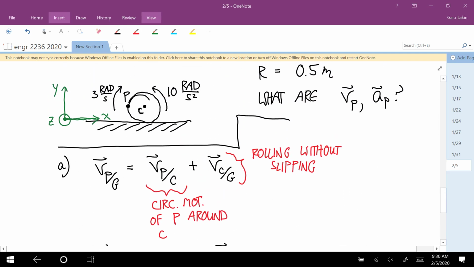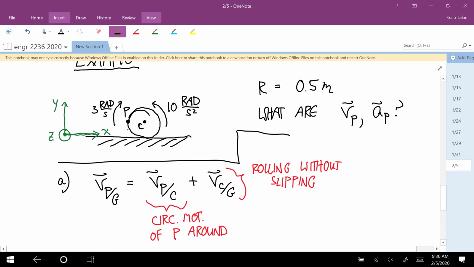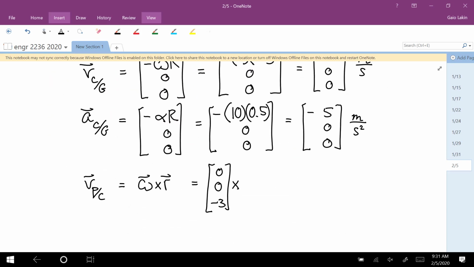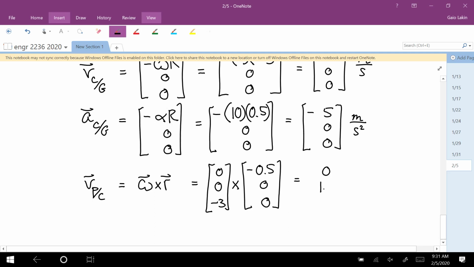Crossed with the r vector. What's the r vector for that point P? That's the vector from the center of the circular motion to the point we care about. 0.5. Yep, exactly. No, it's the x component. You're doing it right with your hand, but not y. Yeah. So negative 0.5, 0, 0. Take the cross product, and you get 0, 1.5, 0.